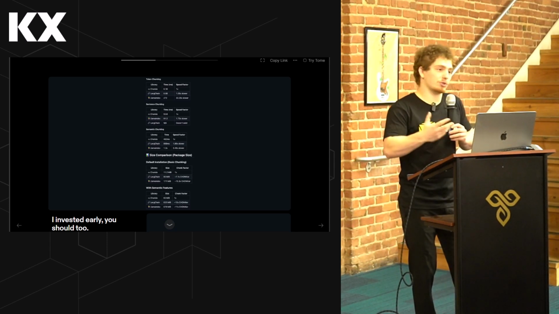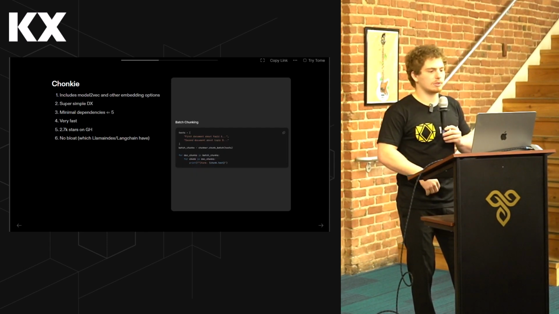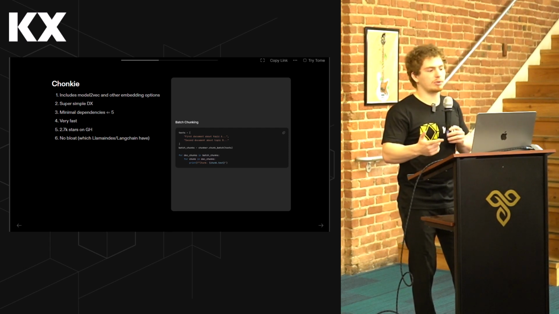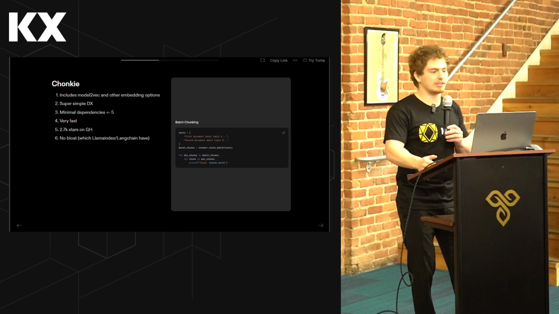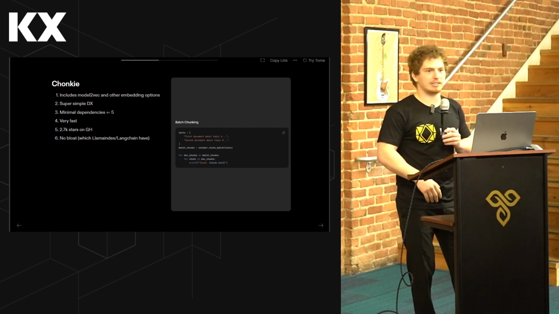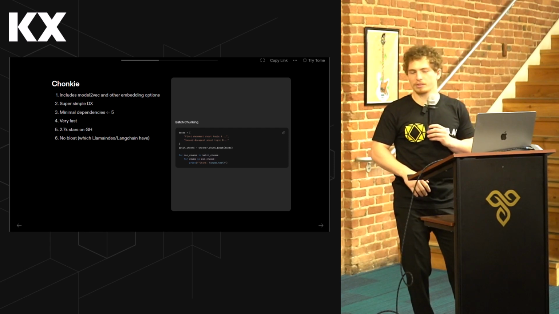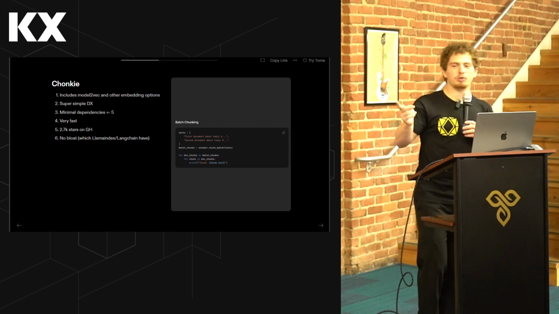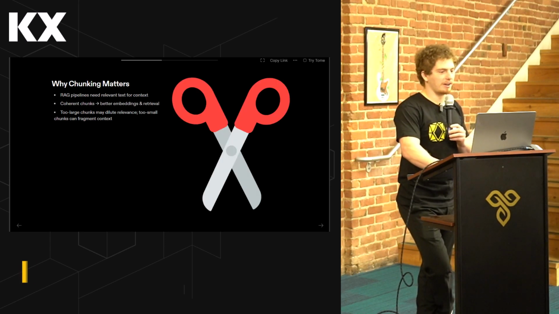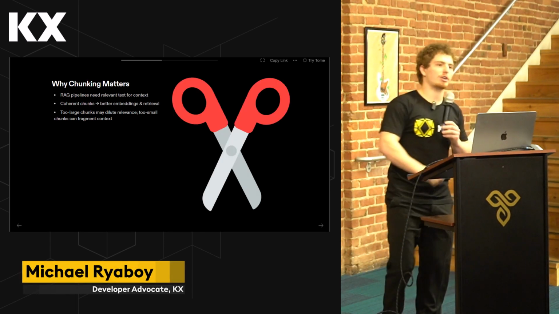It's also faster than these libraries. Chonkie includes Model2Vec as an option, has a super simple DX, very few dependencies, and it's very fast. It has almost 3,000 GitHub stars, and it has very little bloat. Another advantage is that I was the second contributor. So when you use Chonkie, you help me as a GitHub open source contributor. So that's fun. All right, so why does chunking matter in the first place?